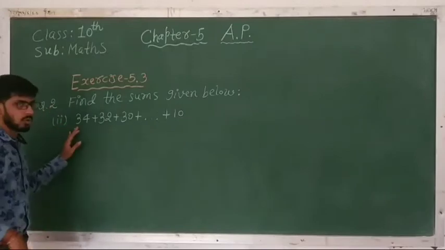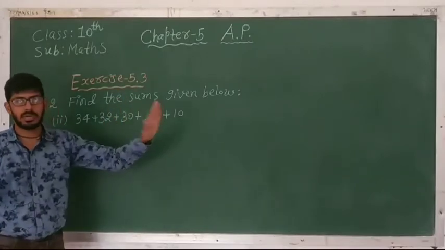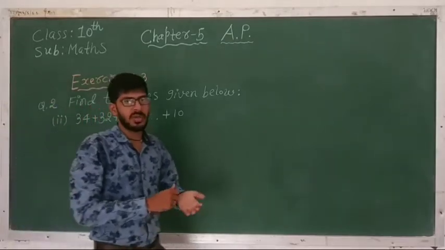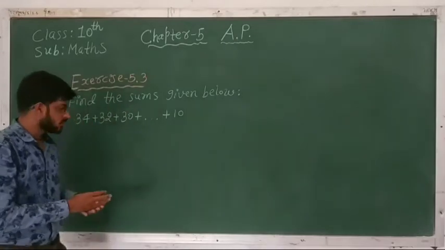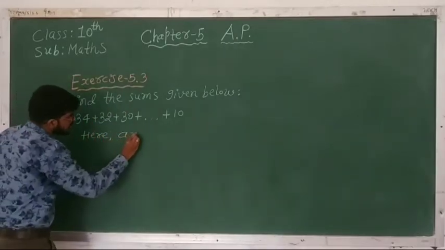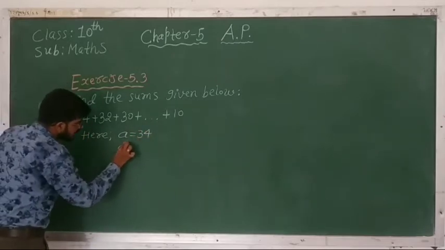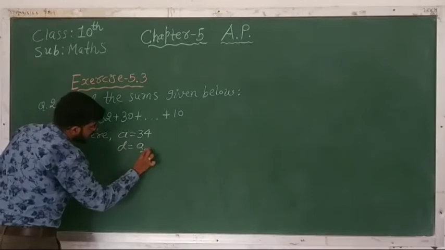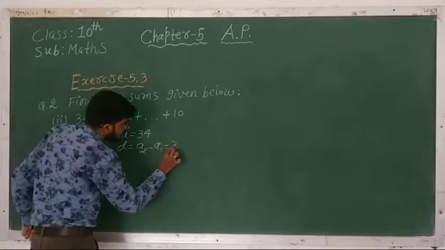Okay, next, question number 2: 34 plus 32 plus 30 up to 10. Same thing. First of all, we have to find the number of terms, and then we have to find the sum. So here a is equal to 34, the first term is given. d is equal to a2 minus a1, so it gives 32 minus 34.